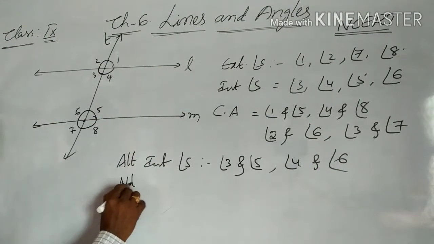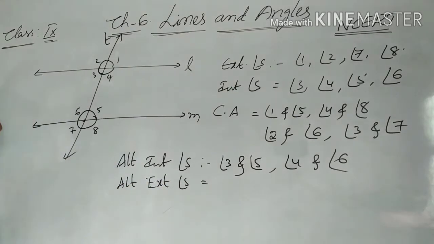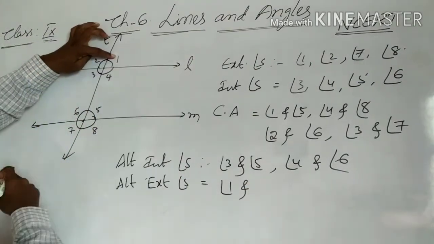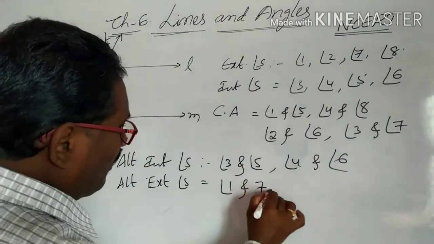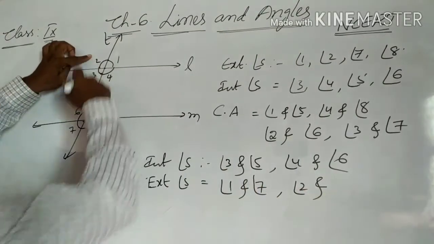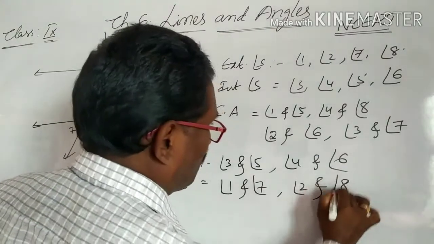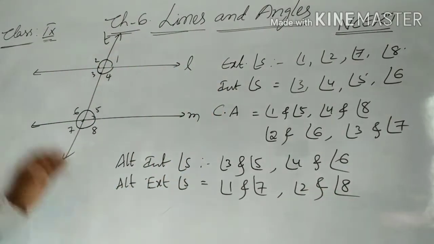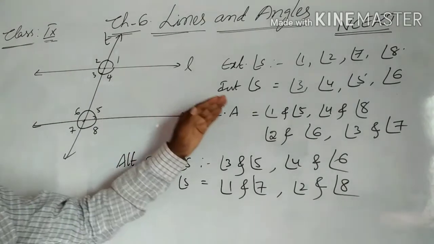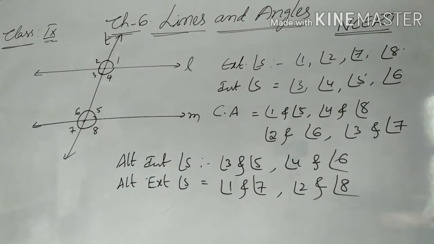Next, alternate exterior angles. What are the alternate exterior angles? Angle 1 and the opposite outside angle, angle 7. Next, angle 2 and the exterior angle across, alternate, angle 8. That should be outside. These are the alternate interior angles, alternate exterior angles, corresponding angles, interior angles, and exterior angles.